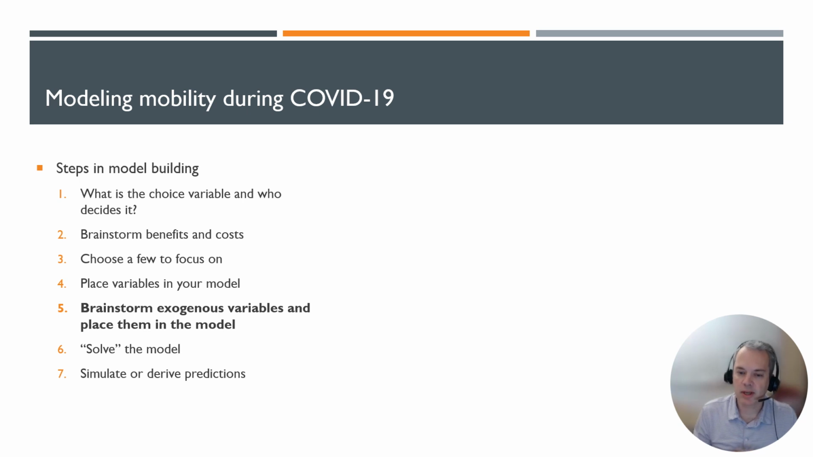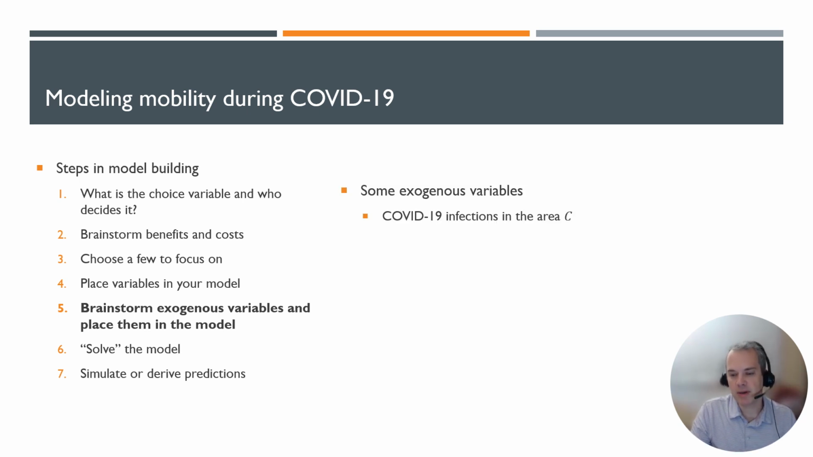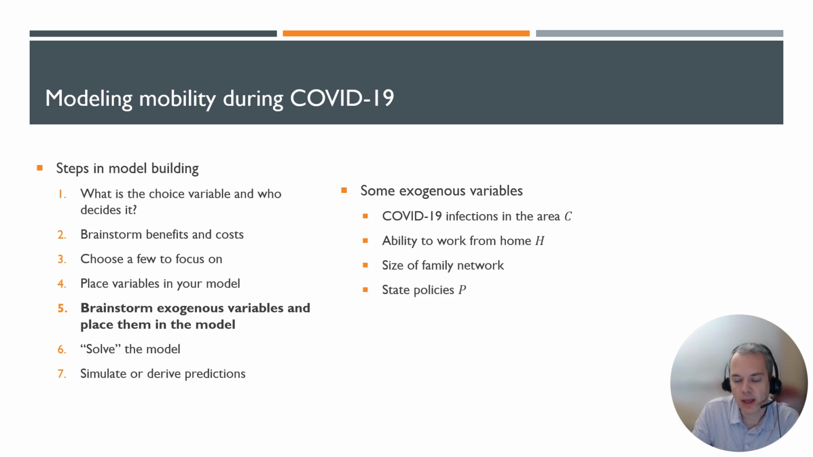And let's think about some exogenous variables that we want in our model. So some examples might be, how many COVID-19 infections are there in the area? We'll call that capital C. Are you able to work from home? What's the size of your family network, and some state policies, which we'll call capital P. So we can put them into our model and say, well, your benefit from socialization depends a little bit on your ability to work from home. So S is going to now be a function of A and H.